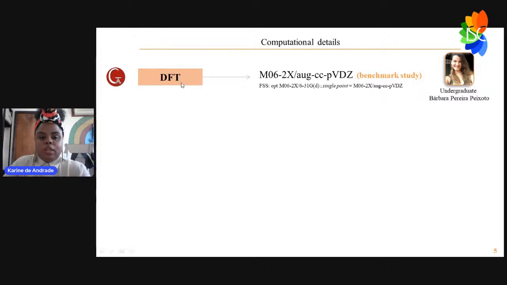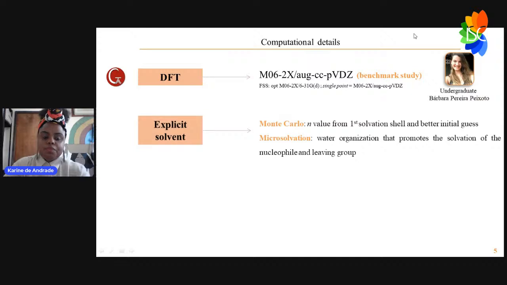All DFT calculations were made at the M06-2X level associated with the Dunning basis set, and this combination was previously selected by undergraduate Barbara Peixoto in a benchmark study. To simulate the explicit solvent, we use Monte Carlo calculation to know the number of water molecules in the first solvation shell and also to obtain a better initial guess to evaluate the solvolysis reaction.